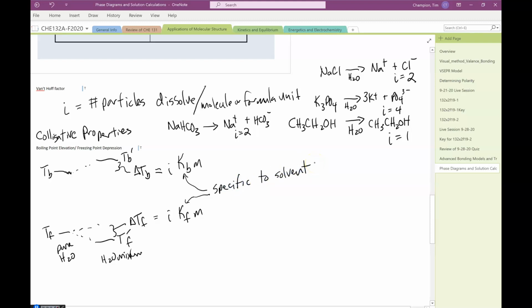Okay, they're not specific to the solute, the thing that's dissolving, but they're specific to the solvent. M, of course, is the molality of the solute, which is the moles of solute divided by the kilograms of solvent.